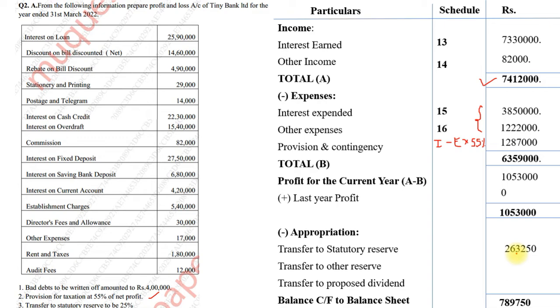So this is how you all had to solve question number 2A, which was to prepare the P&L of a banking company. Very simple sum. You just have to note down the format and remember what all comes in which schedule. Chalo. That was question number 2A.